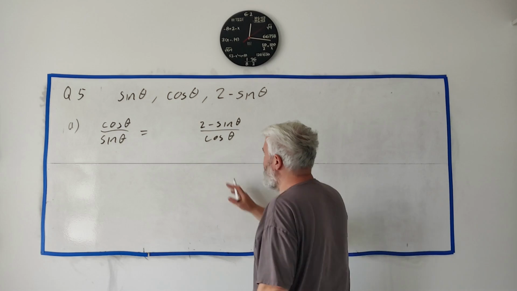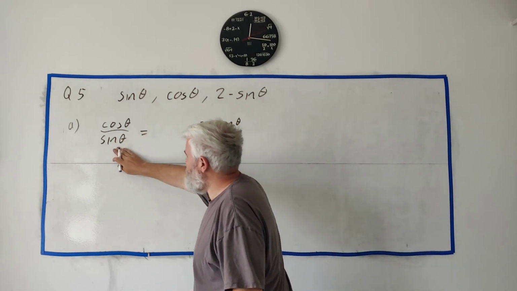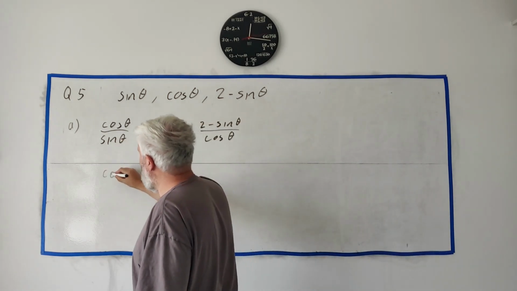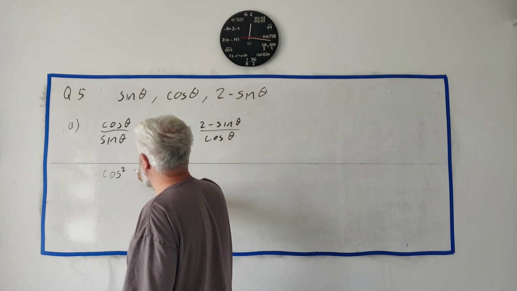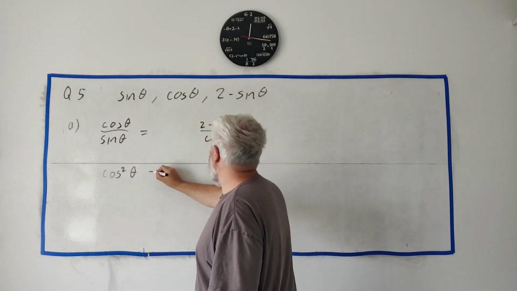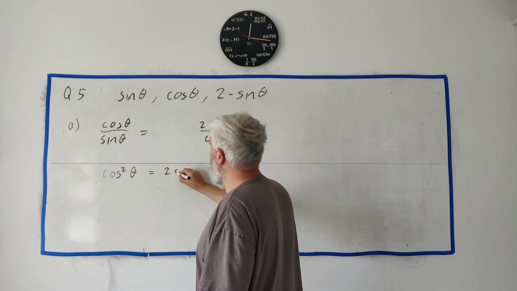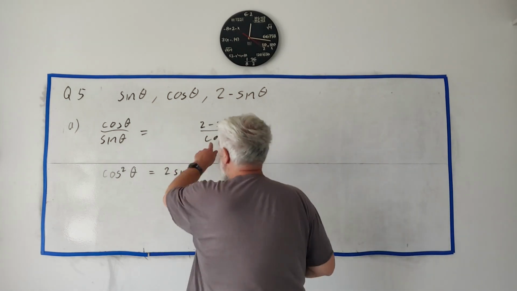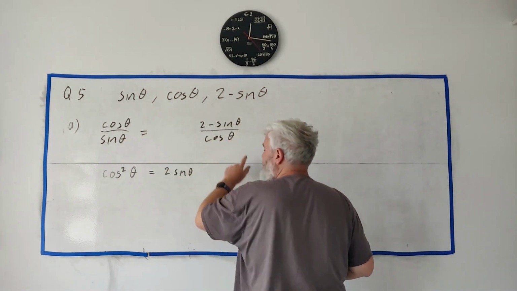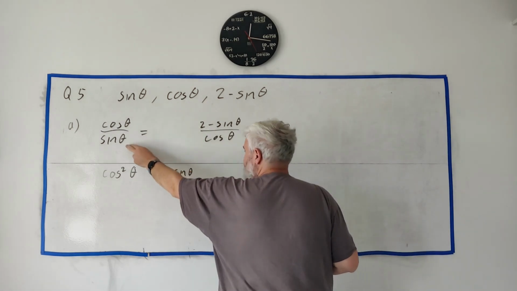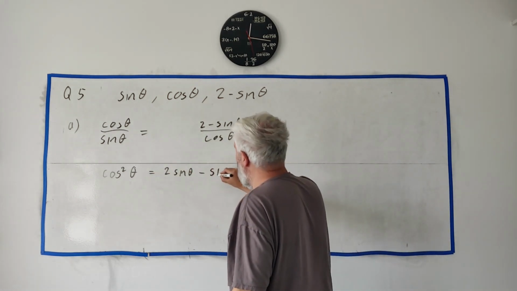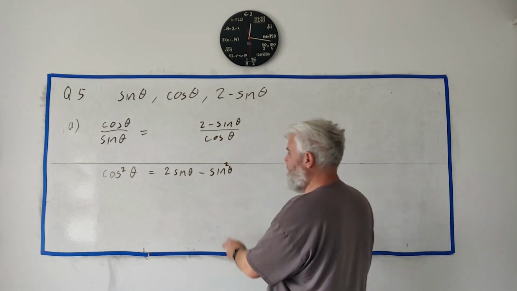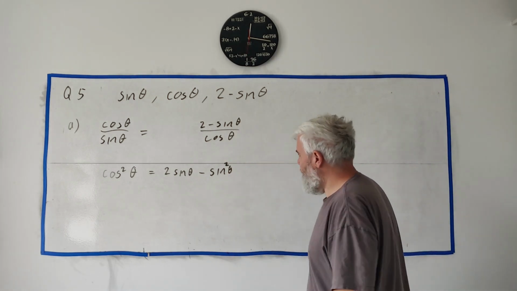So let's go ahead and try and do that. We'll multiply both sides by cosine. We'll multiply both sides by sine, and we're left with cosine squared theta is equal to 2 sine theta. So this guy got multiplied by cosine theta, 2 got multiplied by sine theta, and sine theta got multiplied by sine theta, making sine squared.